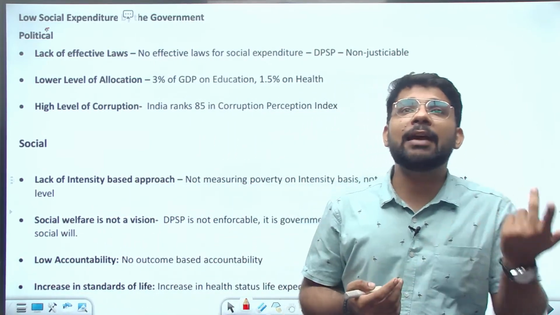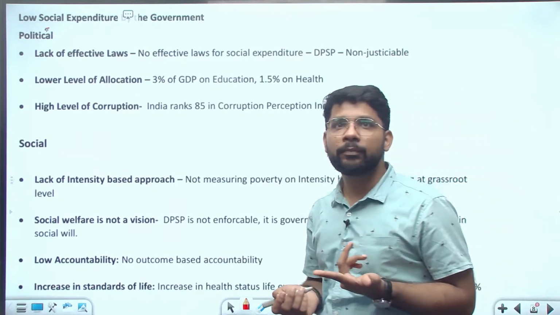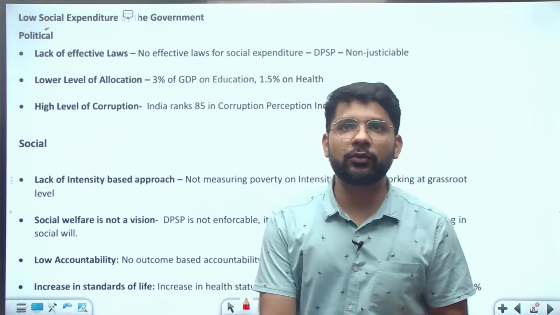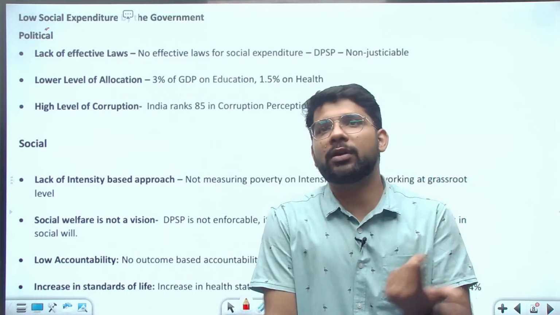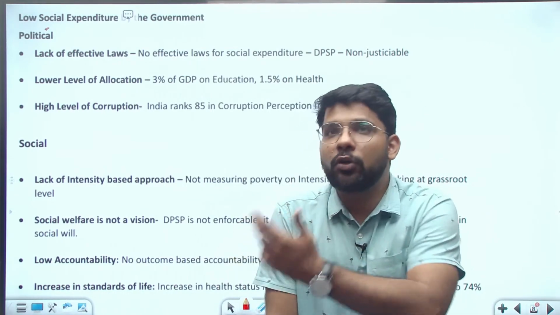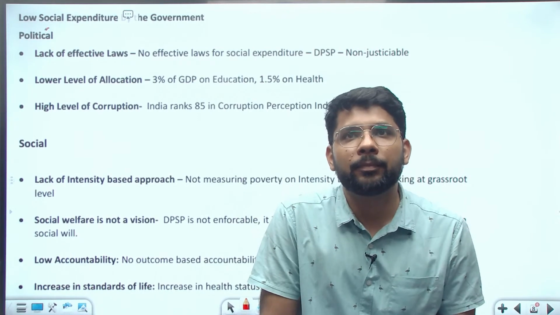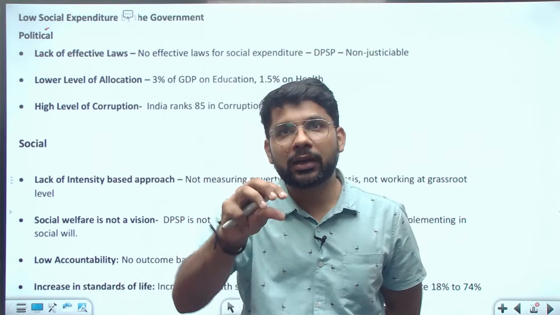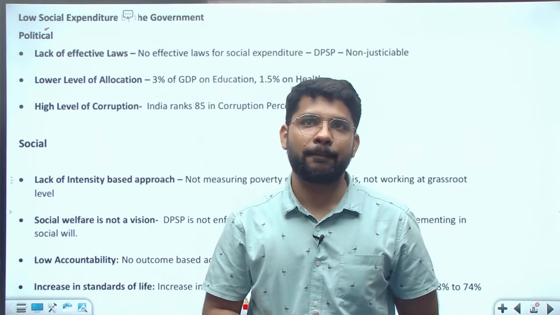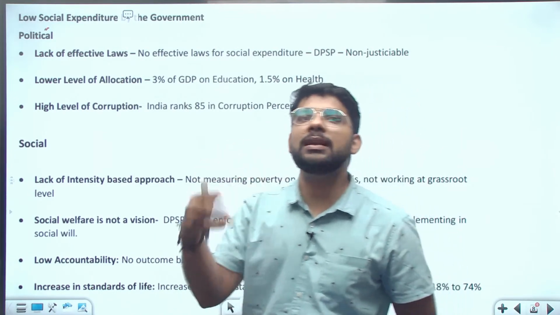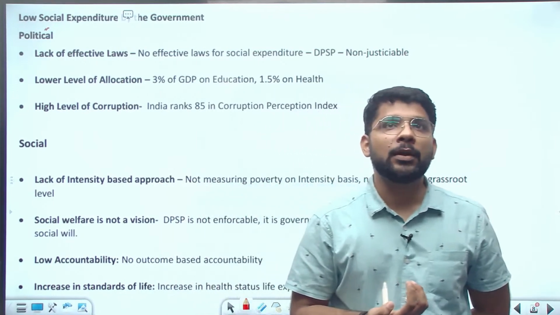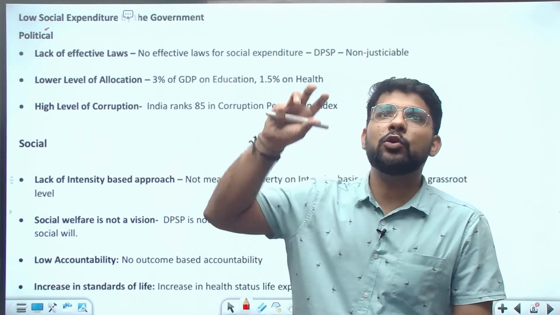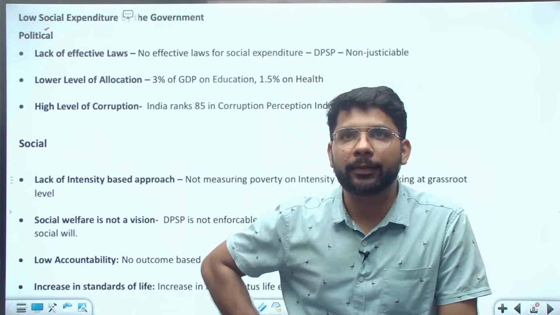Then there is the high level of corruption in the bureaucracy, between the different departments of the government, and even in the Food Corporation of India. According to a report, India ranked 85 in the corruption perception index. So it shows the corruption level in the country. These are some of the political reasons which show the low social expenditure by the government.